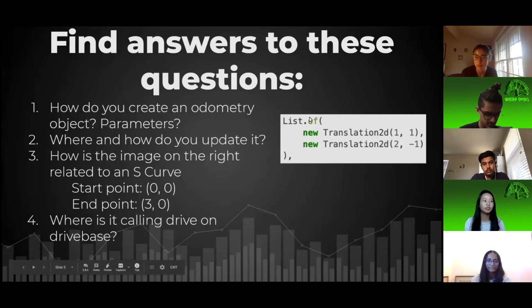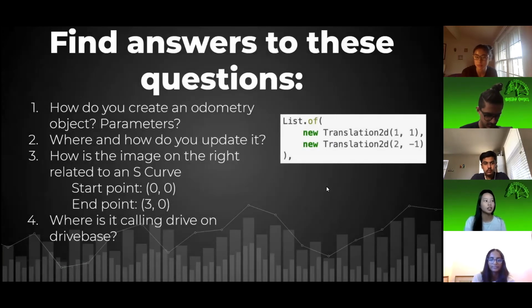These are some questions that we want you to look at. 1, how do you create an odometry object, and what are the parameters? 2, where and how do you update it? 3, how is this image on the right related to an S-curve? This is basically a list of waypoints, and your start and end points are there. And 4, where is it calling drive?